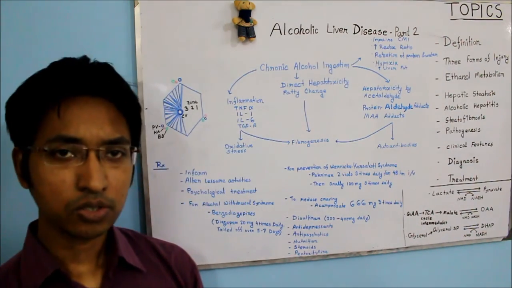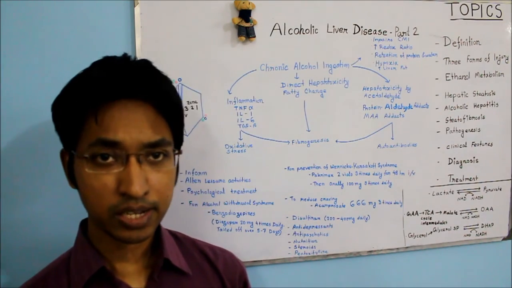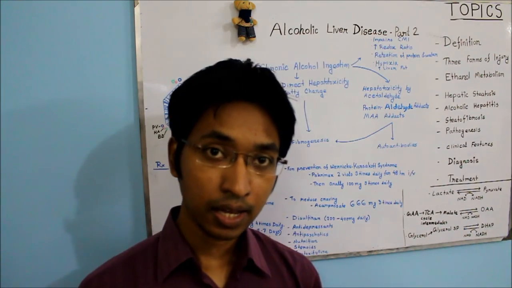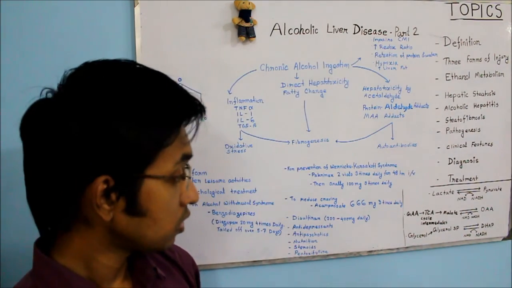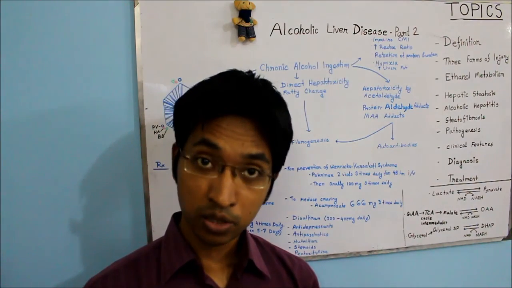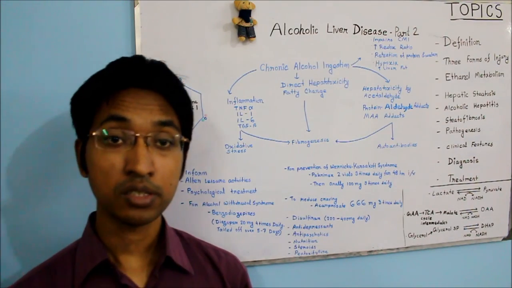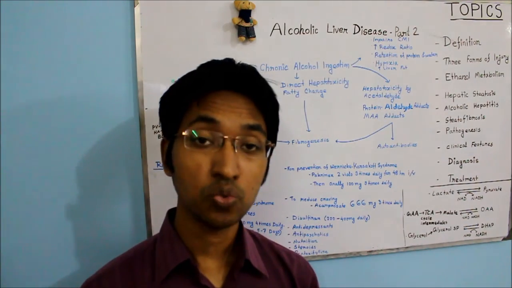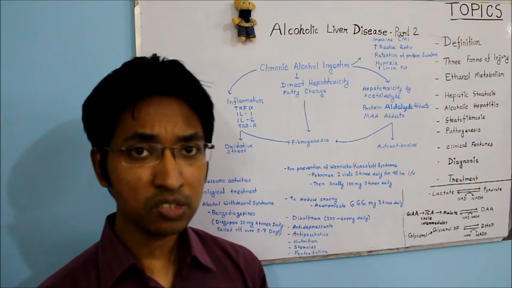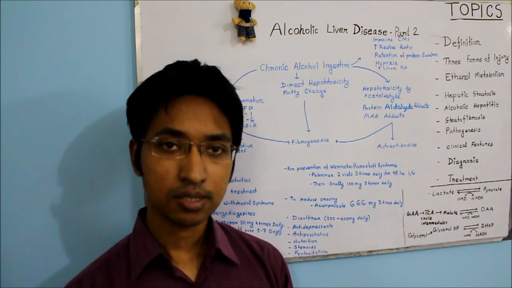The last treatment of choice that I will talk about is liver transplantation. However, this is a very controversial topic, and if the patient develops alcoholic hepatitis, liver transplantation has a very poor prognosis, and therefore it is seldom done in a patient with alcoholic hepatitis. However, for cirrhosis, liver transplantation may be needed in some cases.